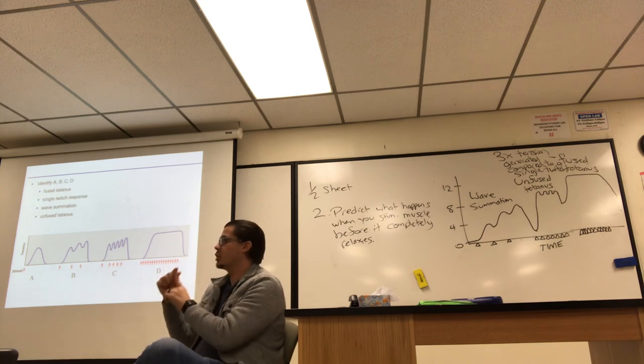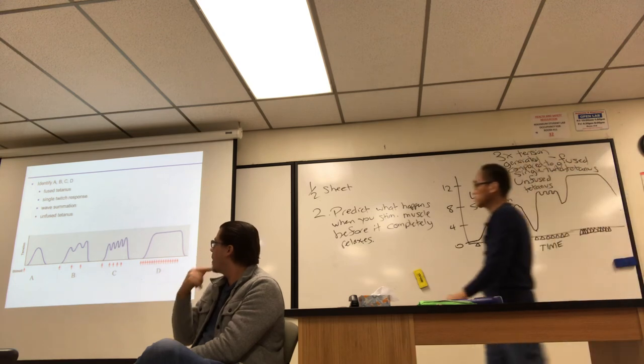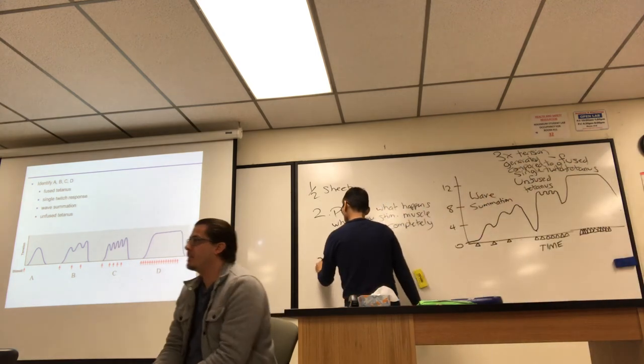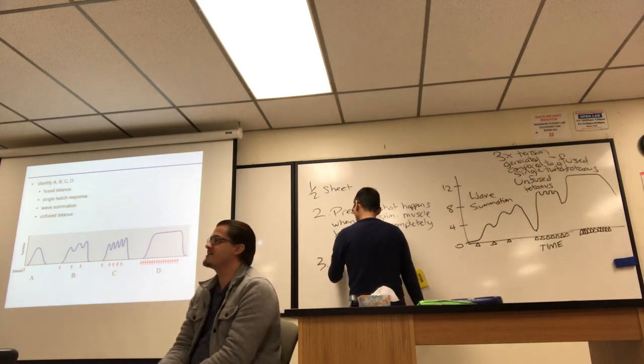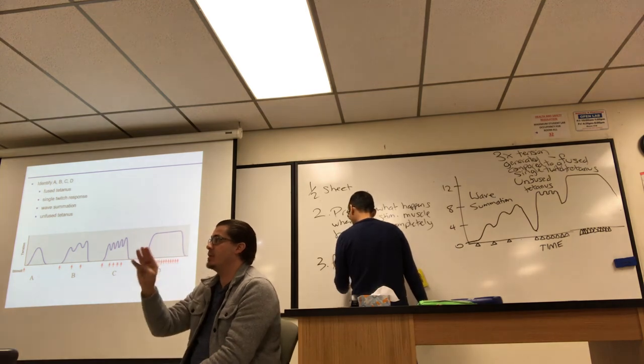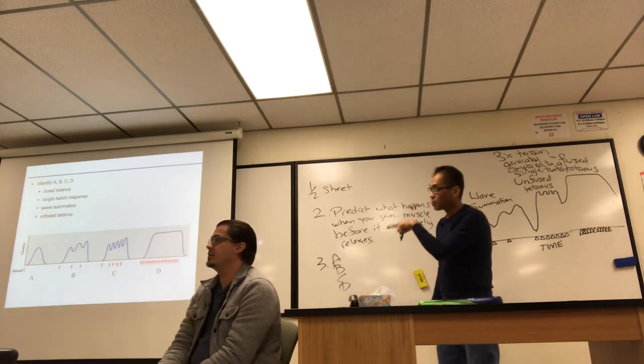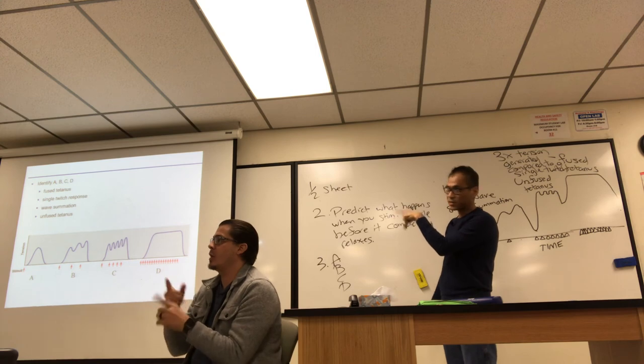So on your half sheet, I guess we're on number three now. So go A, B, C, D, 3A, B, C, D, and put the correct term with the correct waveform there based on what we've been talking about.